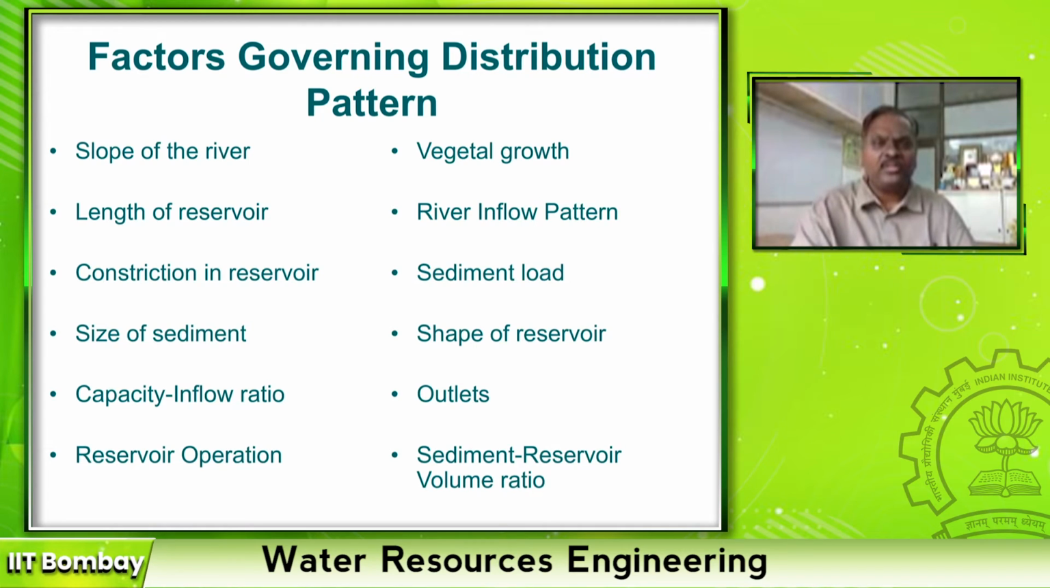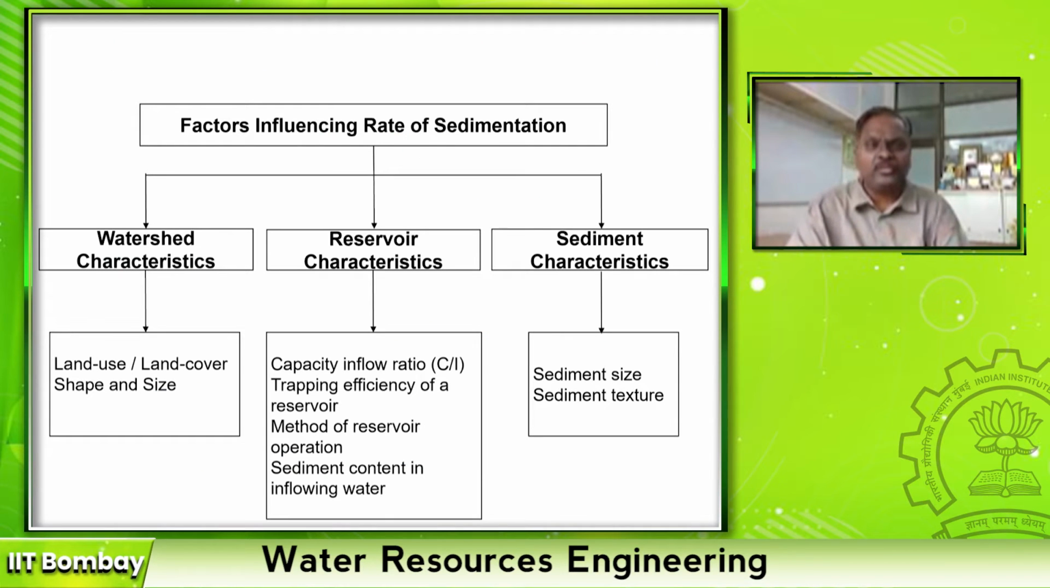Out of all these things, I have classified them into three characteristics, called the factors influencing the rate of sedimentation. Rate of sedimentation is nothing but the rate at which the sediments get deposited in the reservoir. Three characteristics govern this. The first one is the catchment characteristics, the second is the reservoir characteristics, and the third is the sediment characteristics. Let us see them one by one.